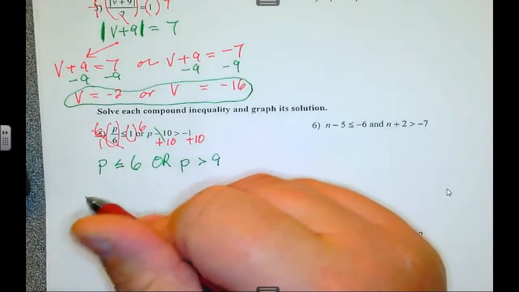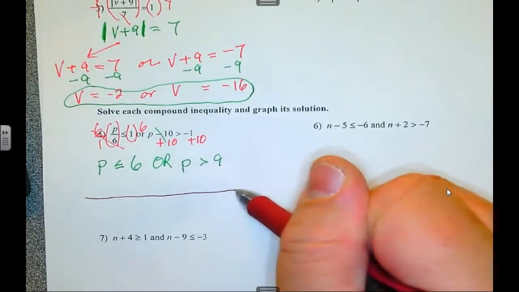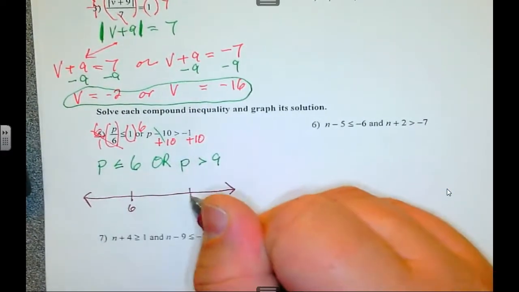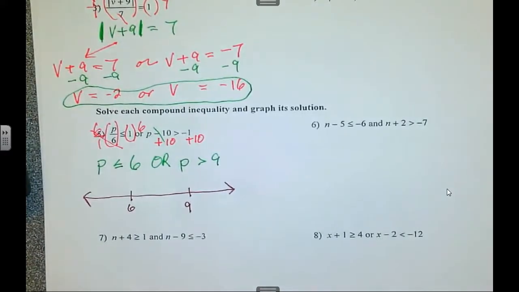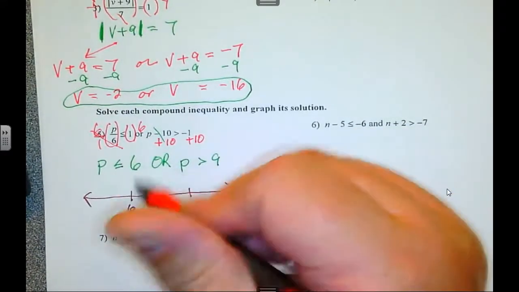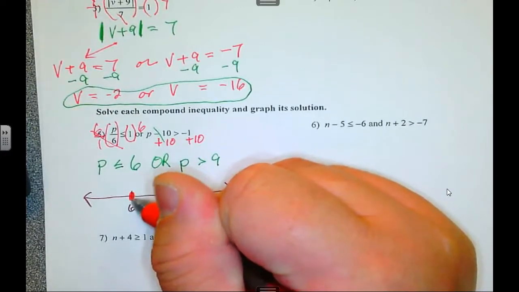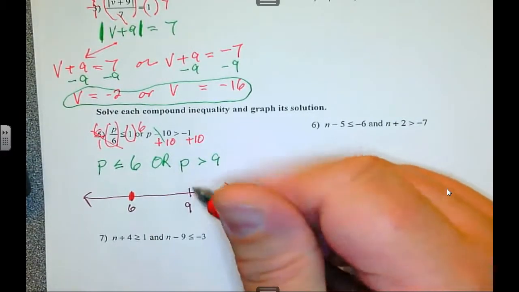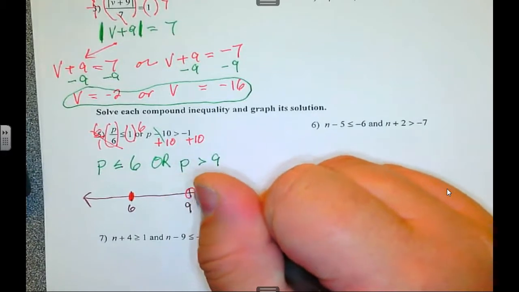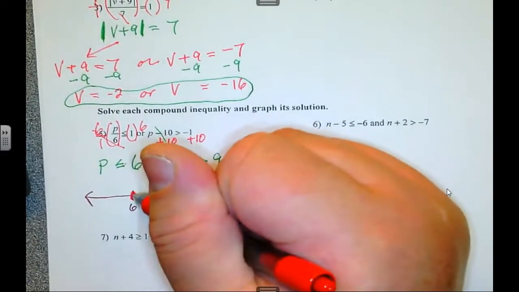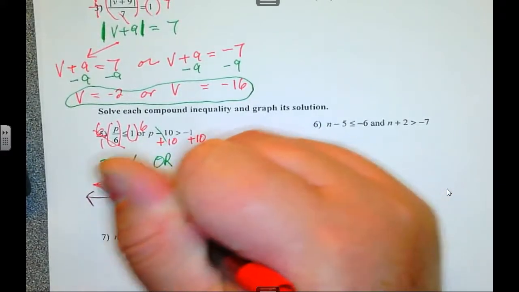Graph it. My smaller number is 6. Larger one is 9. Open or closed circle at 6? That's right, closed. Open or closed circle at 9? That's right, open. Follow your inequality signs.